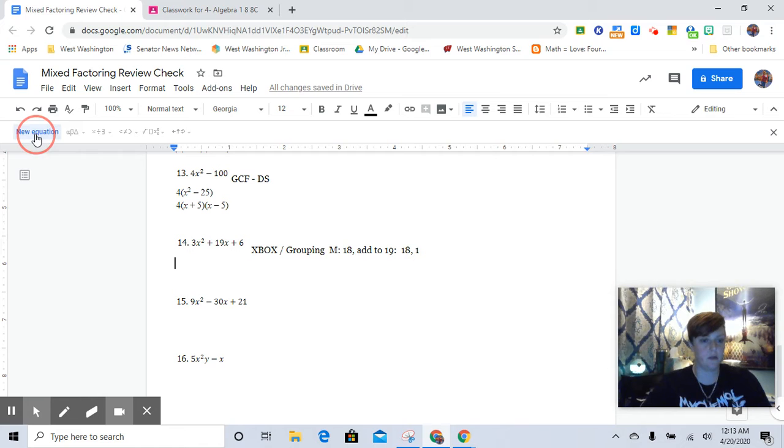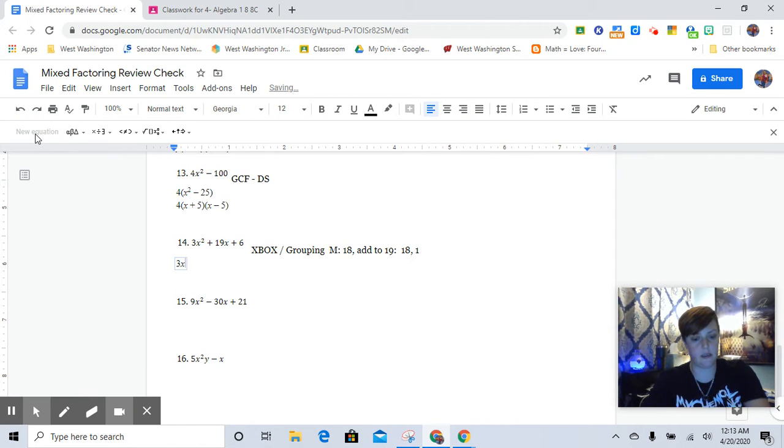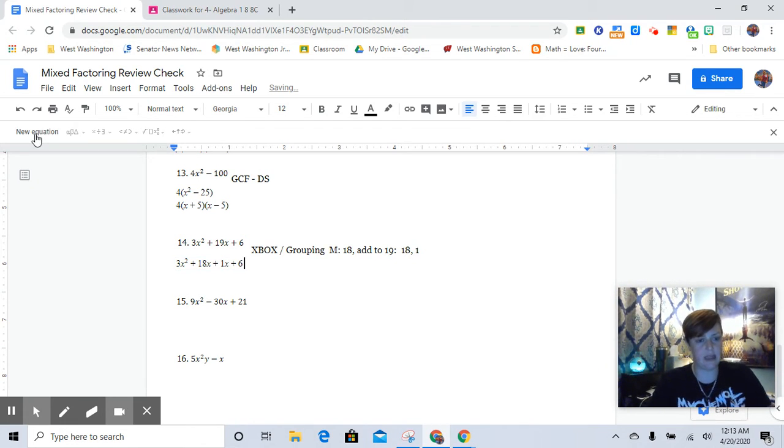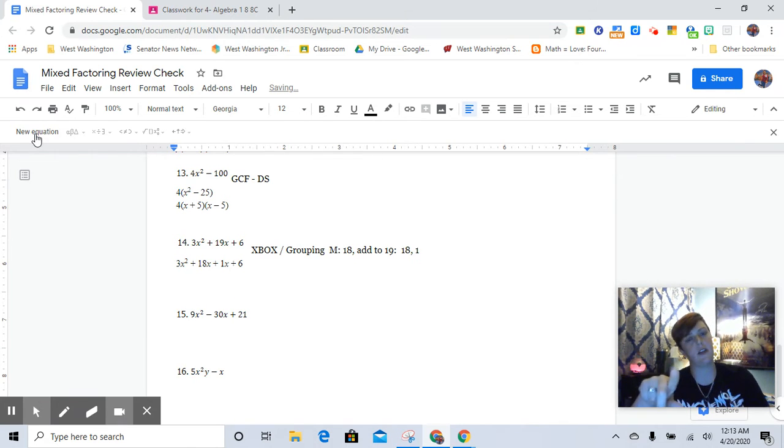So whenever I write this, 3x squared, for me, it doesn't really matter which order we write this in because it's going to be pretty easy either way. So I'm just going to put it in the order that I wrote it to begin with, 18x, and then plus 1x and plus 6. Now, you know me, I don't really like the 1x's, but here in a second, you're going to see why on this one it's very helpful to keep that in mind.